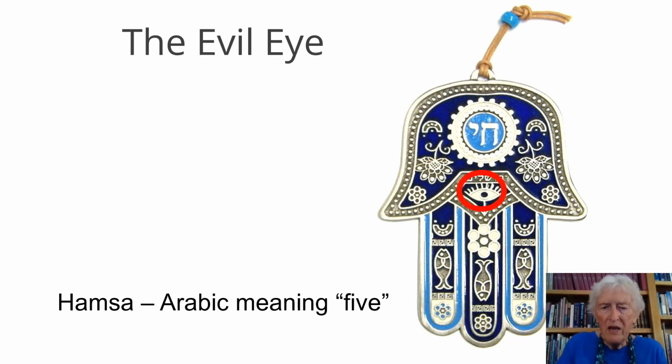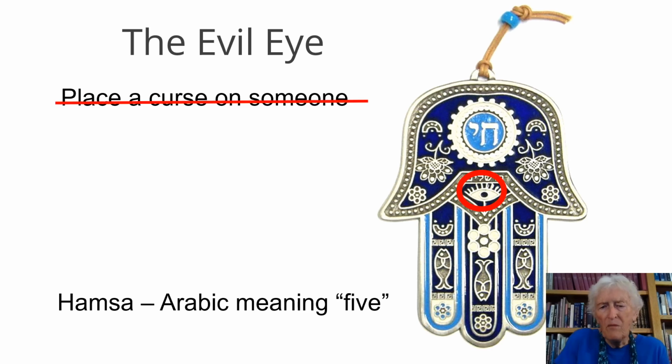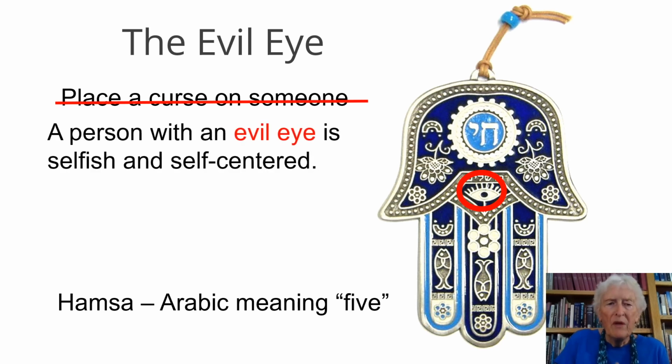So what you have right here is the eye. See the eye? People think that the purpose of the hamsa is to place a curse on someone. That's not what it is at all. A person with an evil eye is selfish and self-centered. That's the meaning. You don't place a curse on someone. If a person has an evil eye, it means that they're selfish and self-centered. They're certainly not humble. All right.